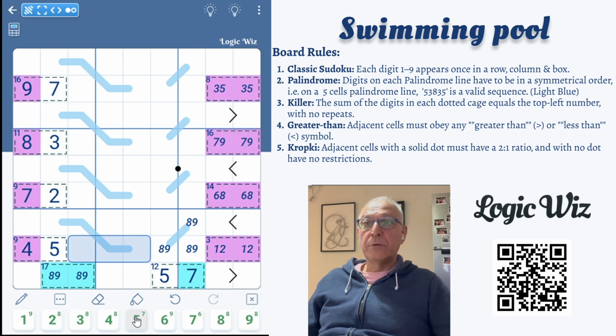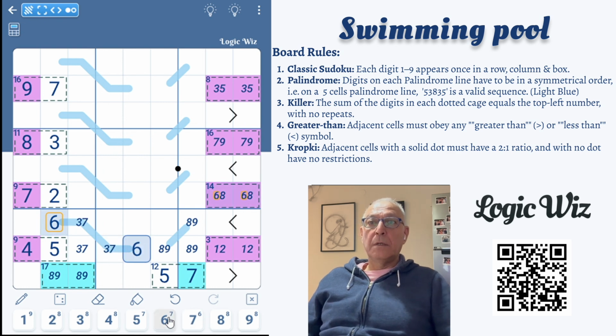Okay, the digits which are missing here are 1, 2, 3, 6, and 7. And of course we need to have here 3, 6, and 7 as well because of the palindrome line. Now 3 and 7 are already taken here. This one must be a 6.